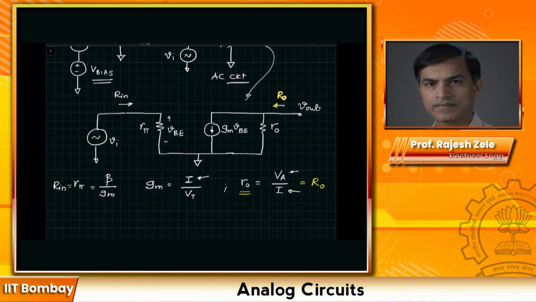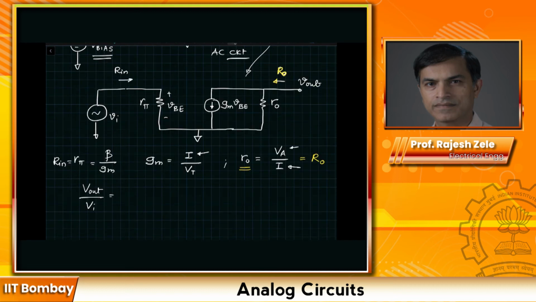What is the voltage gain of this amplifier? The voltage gain is given by V out divided by V in, and that is equal to GM times R out. And there should be a negative sign because of the direction of the current GM. So whenever we look at the voltage gain from base to collector, it's negative.